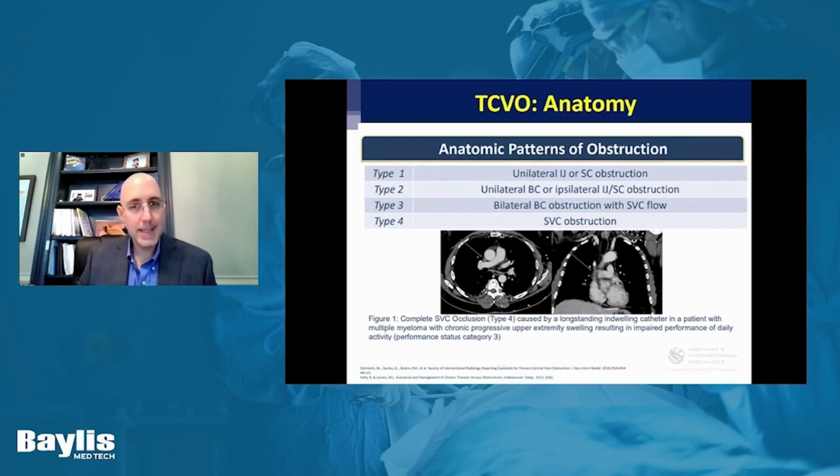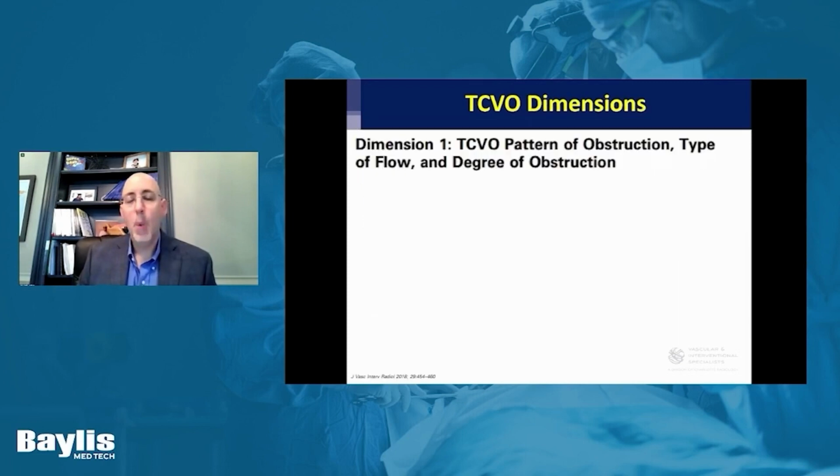Not only that, but our crossing techniques and our therapeutic paradigms are going to change based on the type. When we evaluate patients, we talk about dimensions of TCVO. And what that means is, first of all, what is their pattern of obstruction? What type of flow is it? What's the degree of obstruction? Is it a stenosis or is it a chronic total occlusion? How long? What are their symptoms?